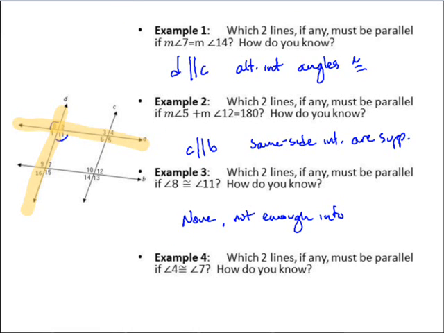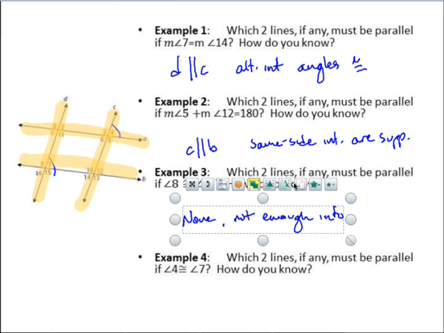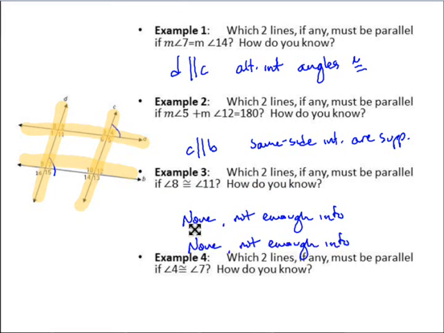And then what if we had 4 congruent to 7? Well, the problem here is that 4 is created with those two lines, and 7 is created with these two. There's no relationship between two lines here. Those are just two angles that happen to be congruent. So again, nothing can be proved with that. We don't have enough information.